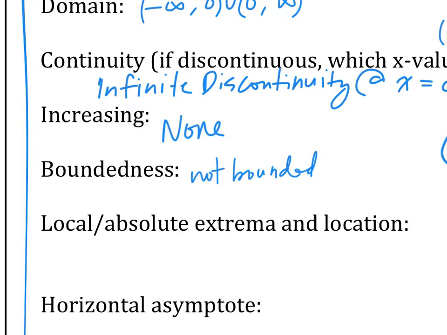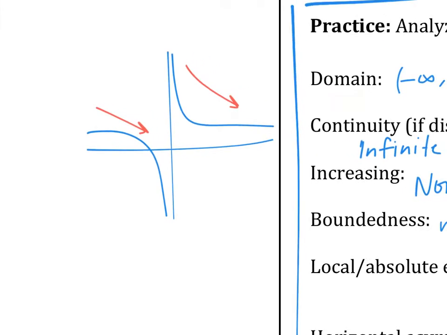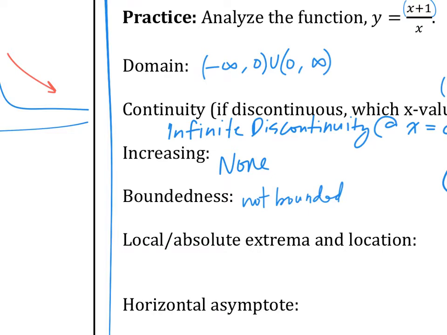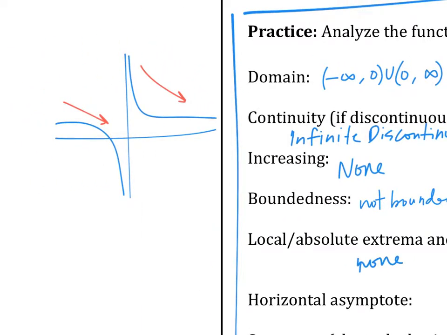Okay, Penny, local, absolute, extrema, and location. Local. Or can Andy help her? I'm not sure. You're not sure. Okay, what do you guys think? Anybody? For local, absolute, extrema, what do you guys think? There's none. Okay, how do you know if there is some or there is any? It has to change direction.